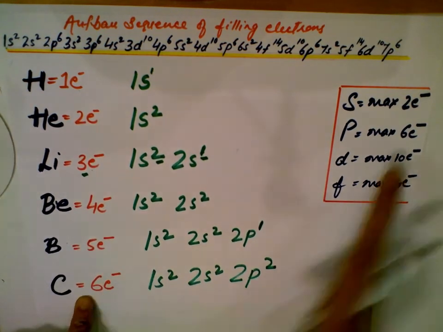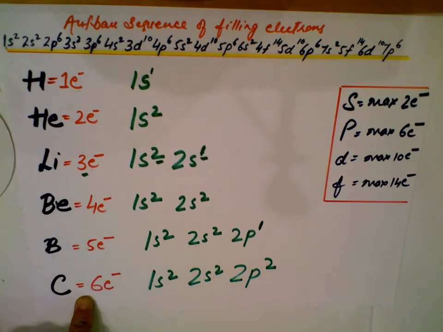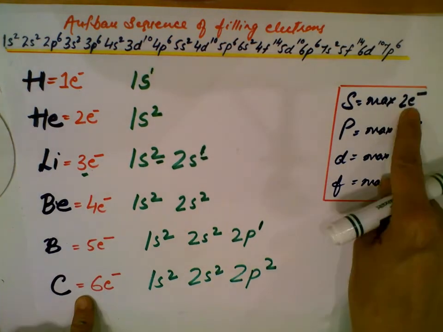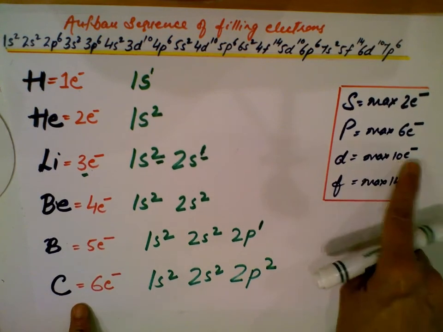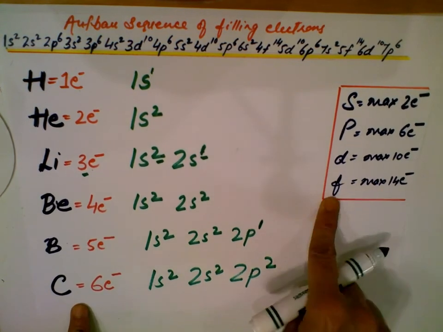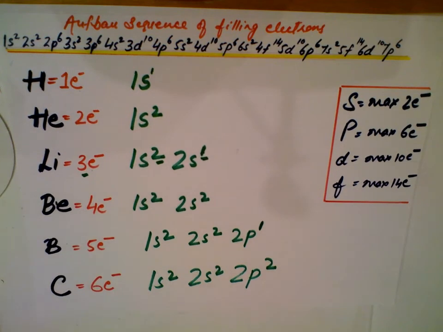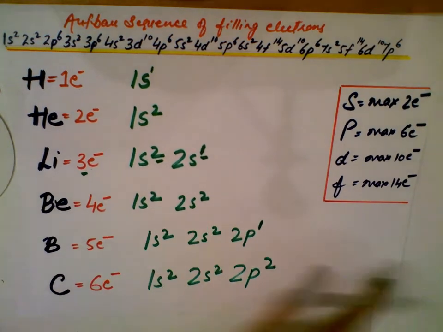So remember, these are the maximum electrons, not the minimum. Meaning you can't put more than 2 in s, you can't put more than 6 in p orbital, no more than 10 in d, and no more than 14 in f orbital. Okay. Alright.